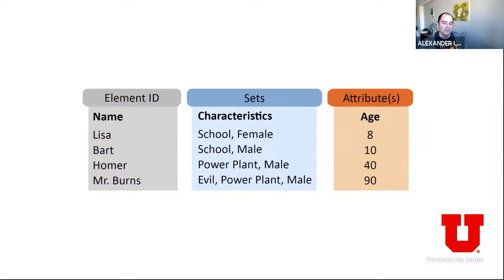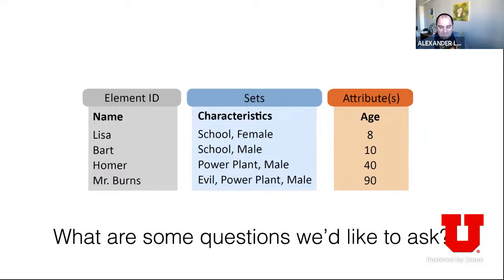They go to school. They have a gender, female or male. They work at the power plant. They are evil, and so on. And then you have attributes about those people, and one attribute we'll be using is their age. And so I want you to create 3 different designs for this data.